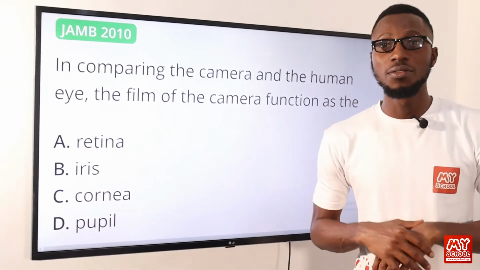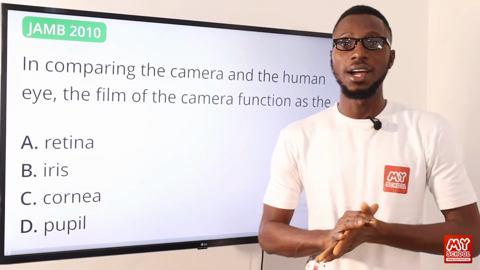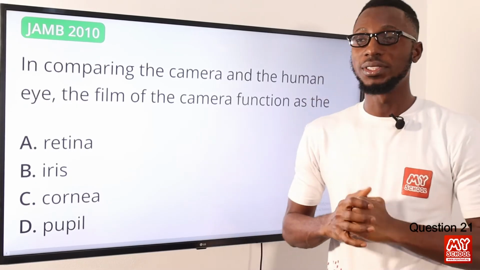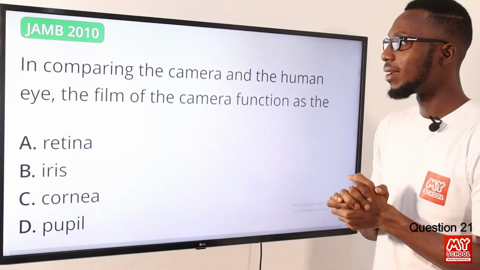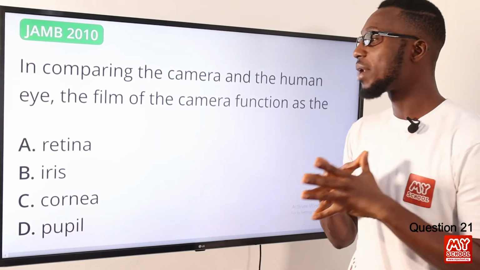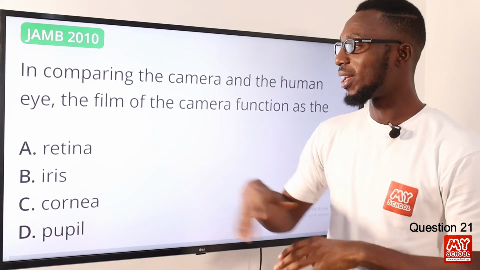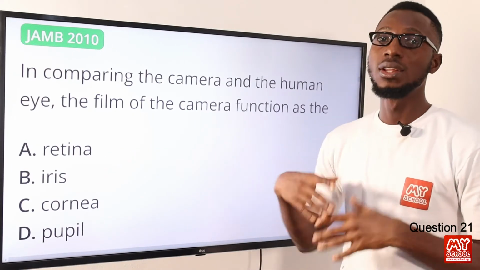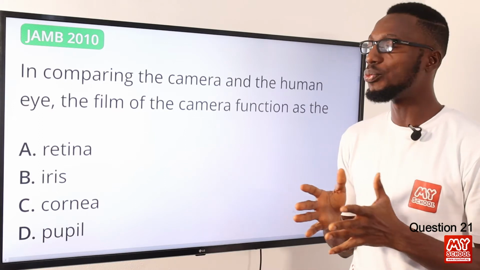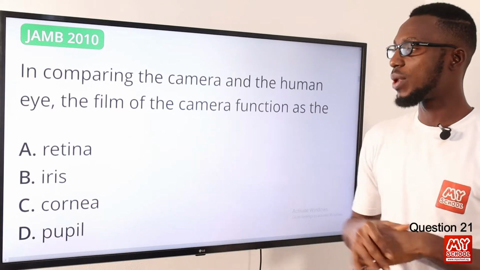Right here we are going to solve questions 21 to 35. So let's start with question 21. In comparing the camera and the human eye, the film of the camera functions as the retina. When it comes to the light sensitive area, you're talking about the area concerned with image formation. This is where we point to.